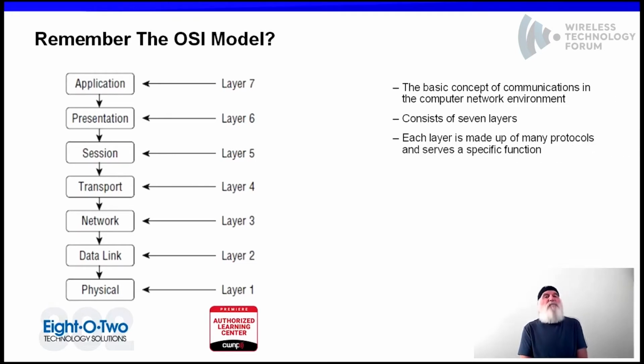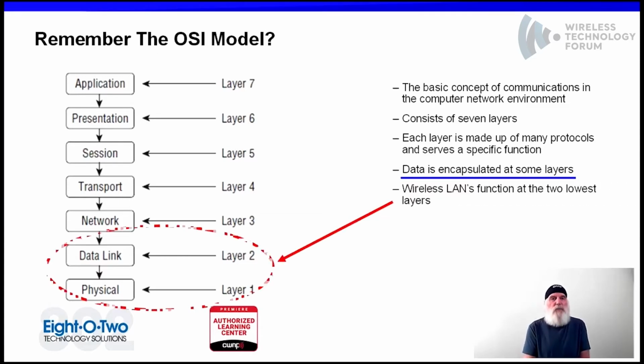Each layer is made up of many protocols, and these protocols serve specific functions at these different layers, in which the header information is added. Data is encapsulated at some of these layers. Again, it just depends on which layer it is as to how that encapsulation occurs. Remember, wireless LANs function at the lowest 2 layers of the OSI model: layer 1, the physical layer, and layer 2, the data link layer.